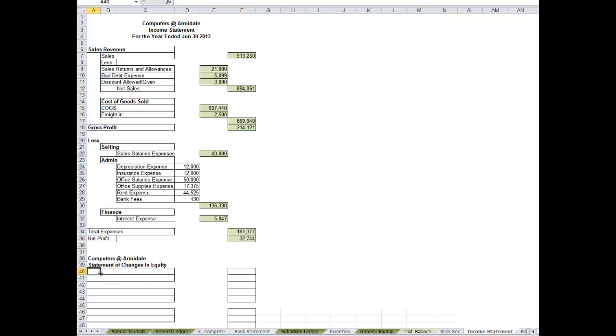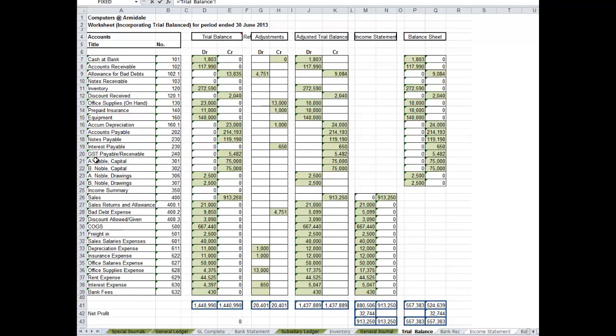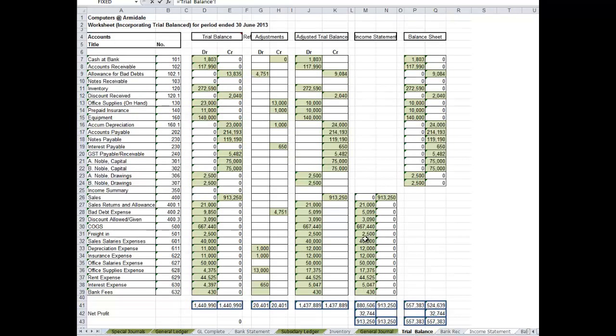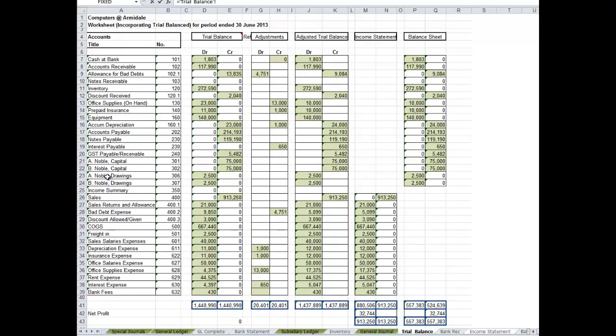Now we need to apportion this to the owners. So we do these, our owners, one at a time. So we go A Noble Capital. We need to add share of profit. Add share of profit. And that will give us a subtotal, which we can put in, and then we need to deduct drawings. A Noble drawings.